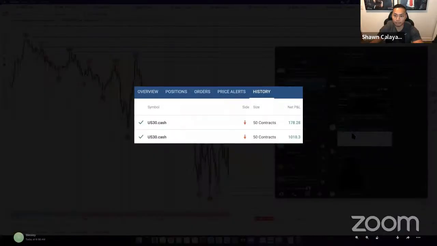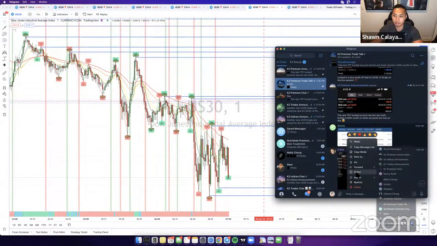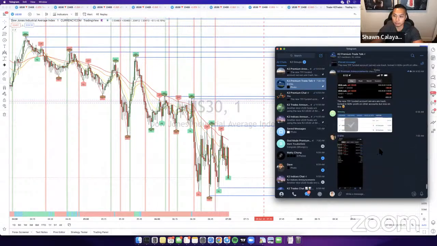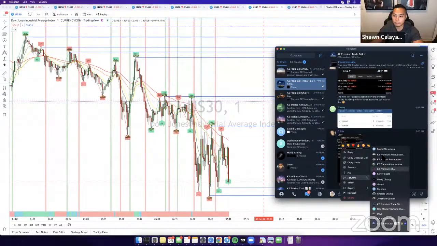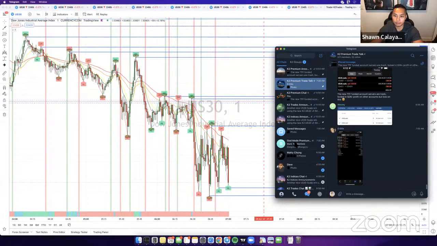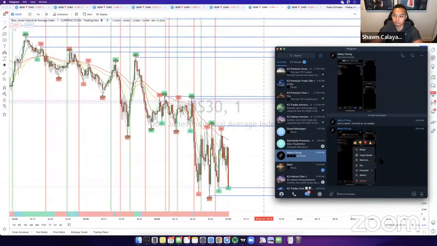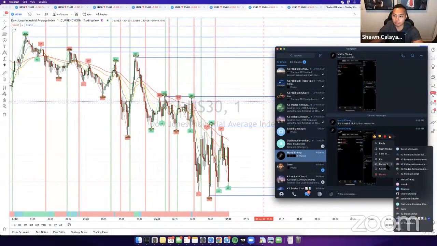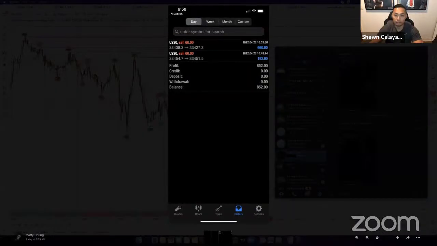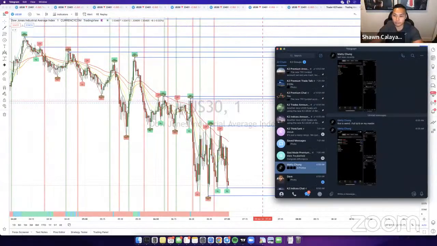Wesley over here currently up well over 1,200. Nice work, Wesley. D over here is currently up 1,302. Great work, D. Other than that, I think that's about it for right now. Let me see Maddie over here as well, locking a total of 399 off this account. Locked in 207 off this account. And locked in 852 off this account. Great work, Maddie.